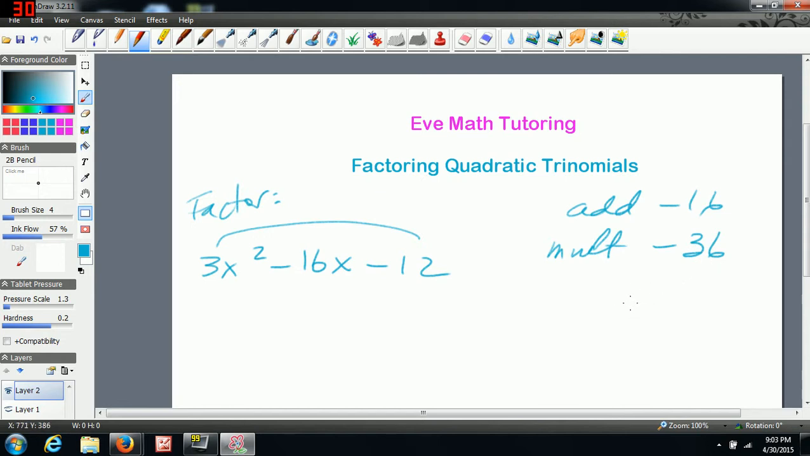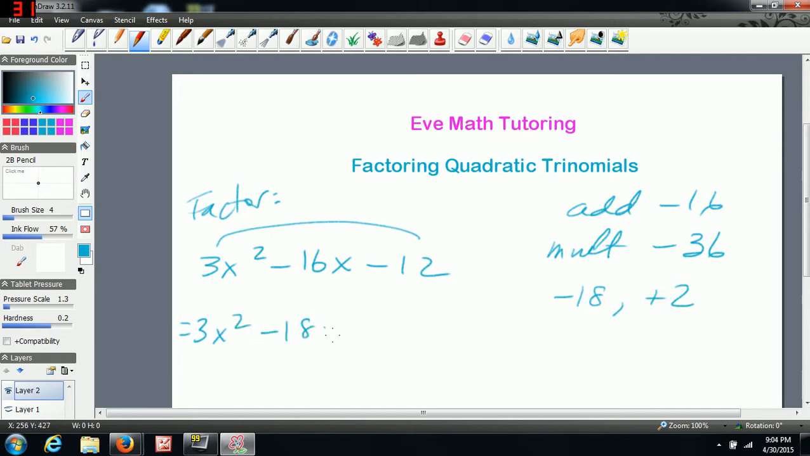So let's see here. You can think of different numbers, but it's going to take a while. But I've thought of negative 18 and positive 2 works. So this part might take you a little bit of time. What you want to do is think of the multiples of the number you're looking for here and see if they add up to this. And in order for them to add to negative 16, I need to make the 18 negative and the 2 positive. So what I do now is I replace the middle term with these two.